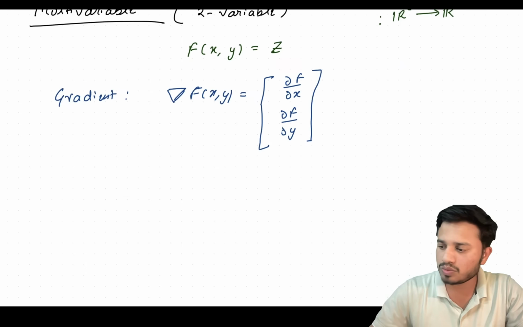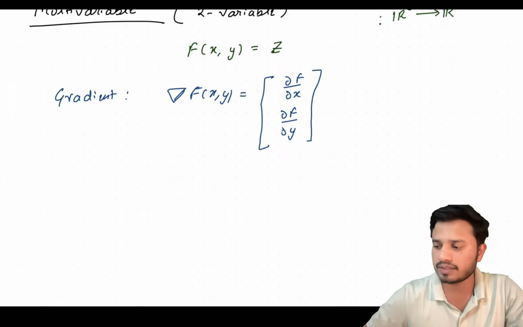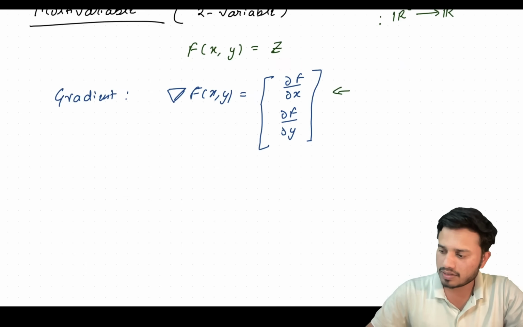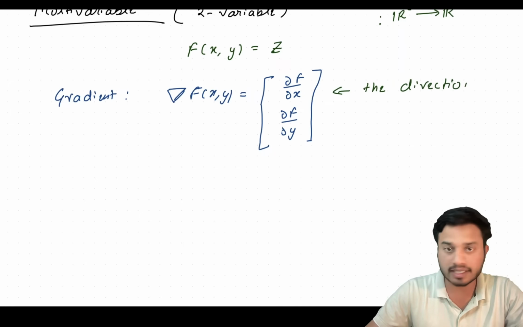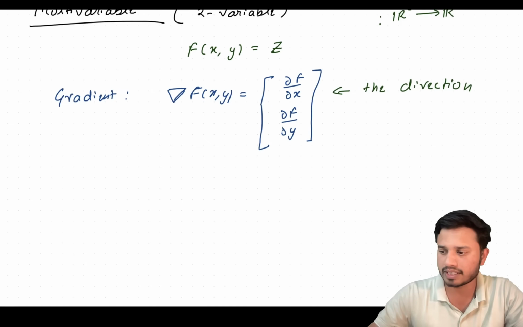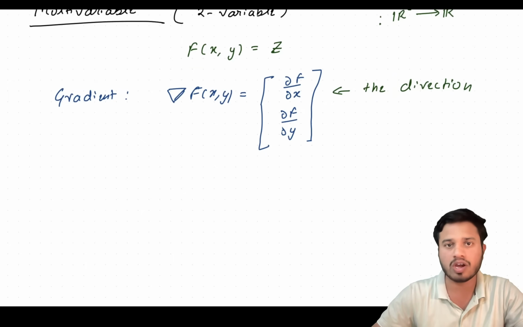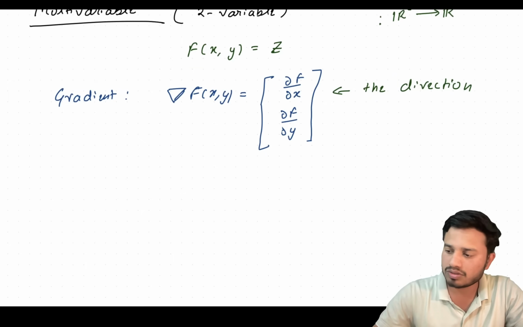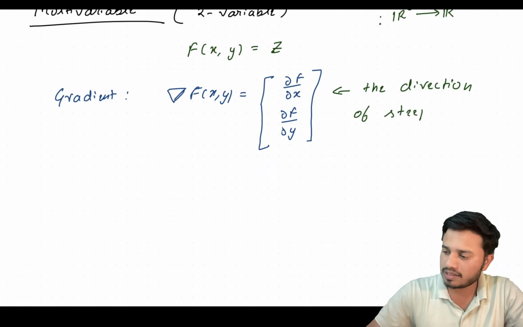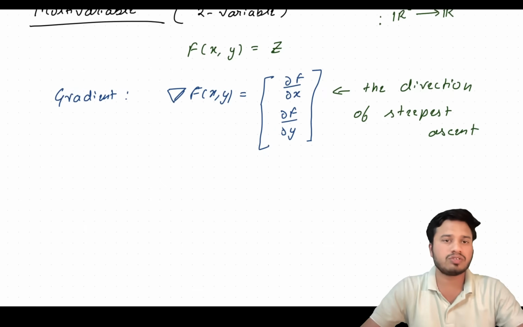Again, I'm not going into too much detail. You just have to remember one thing: it tells you the direction. The vector always gives a direction, the vectors are always pointing somewhere. Now I'm going to tell where it is pointing. So this always tells the direction of the best.